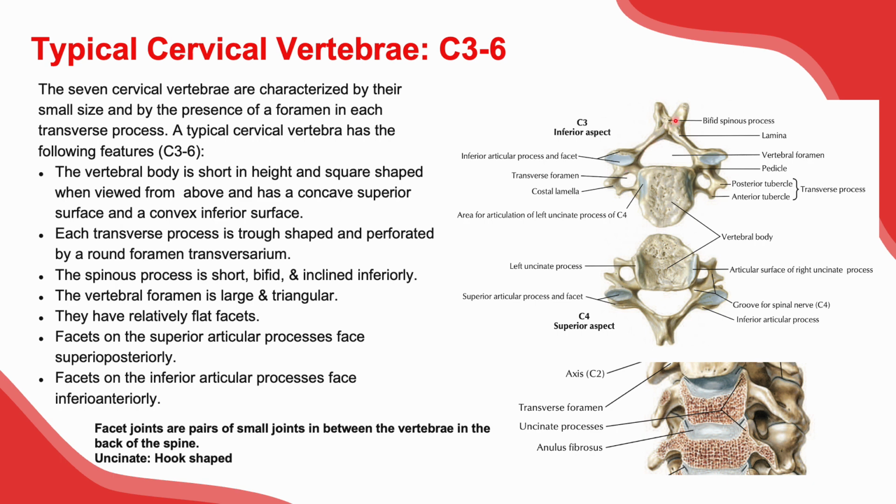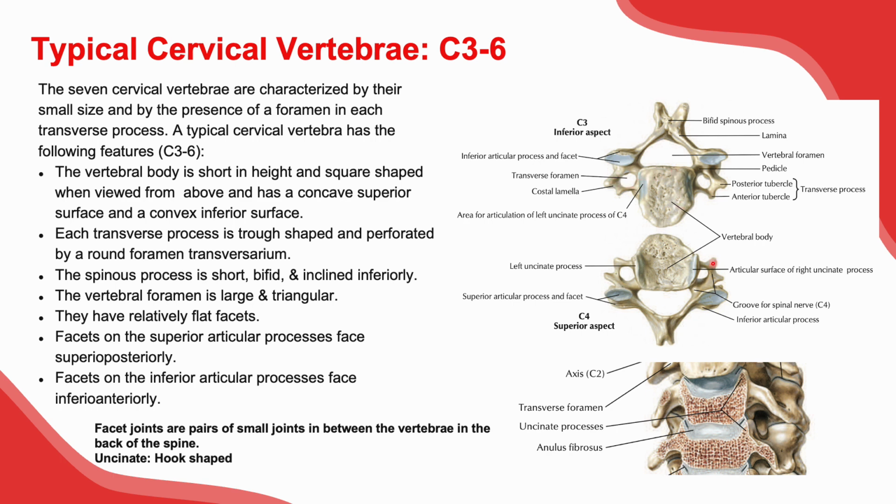The spinous process in the typical cervical vertebrae is short, bifid, which means it has two processes, and it is inclined inferiorly. The vertebral foramen is large and triangular. You might ask yourself, why is it large when the vertebra itself is small? Well, the vertebral foramen is large to accommodate the spinal cord enlargements that occur in the cervical region.